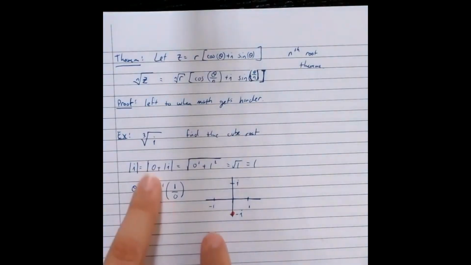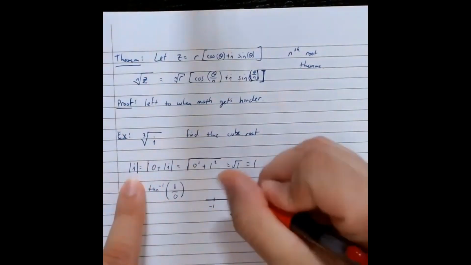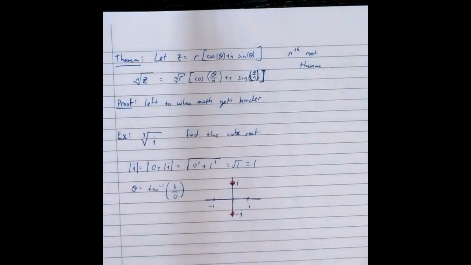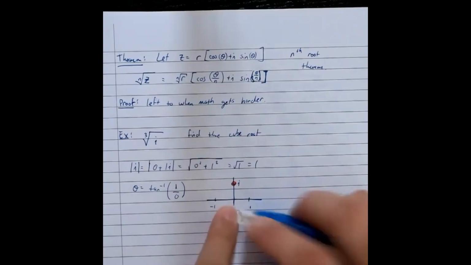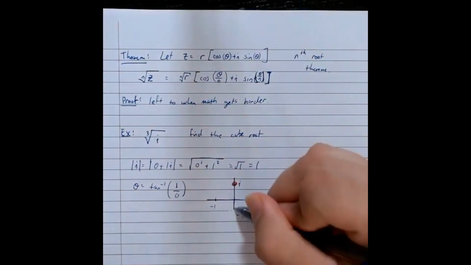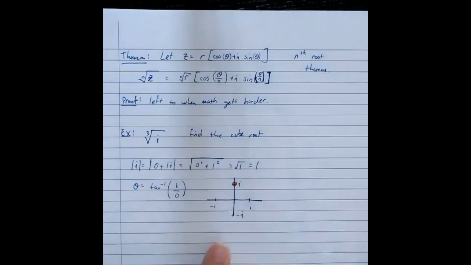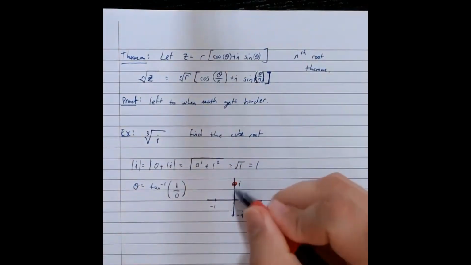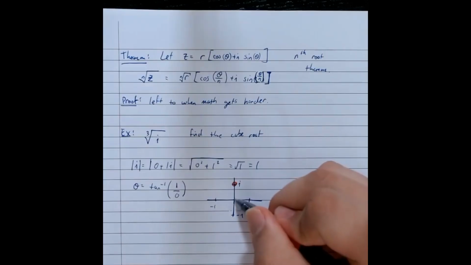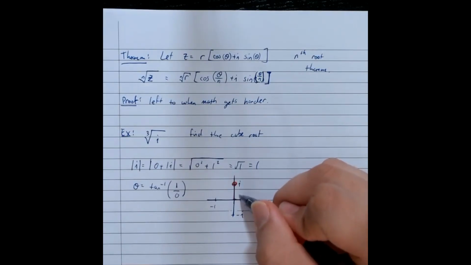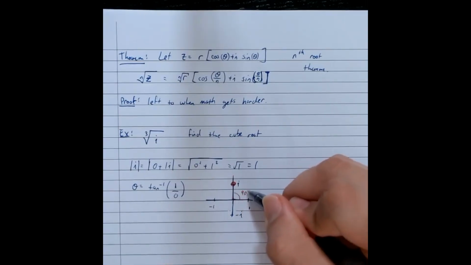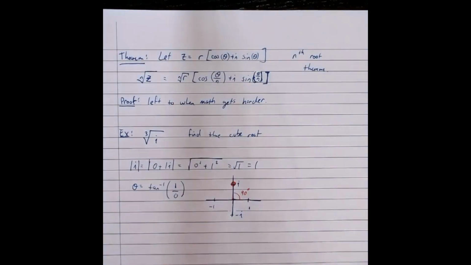I'm sorry, that should be positive I. I marked negative I, not that one. I want this one up here. Okay, so that's going to be 1 unit away from the origin, and my angle between the positive x-axis and the imaginary axis, that's going to be 90 degrees, or pi over 2, whichever one you like.